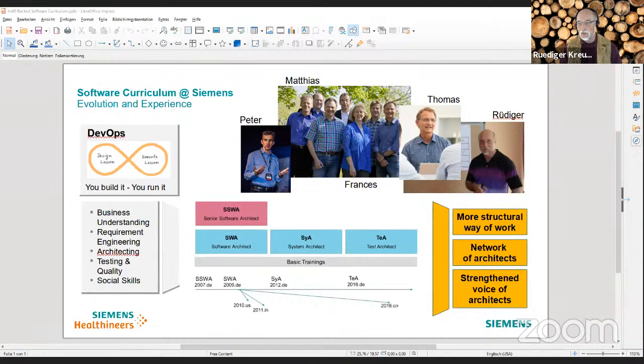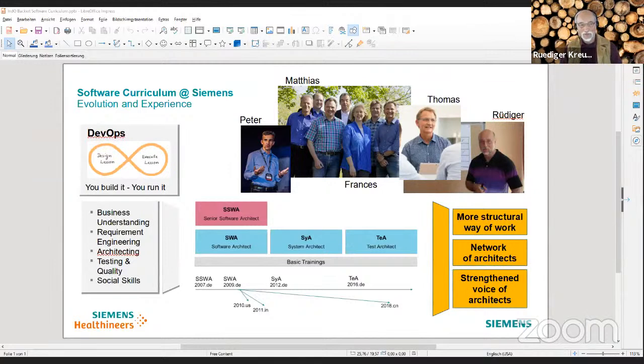The driving people were Frances, who is here in the call. She was heading the software initiative and was the main driver of the whole curriculum. Thomas Blum is a teacher in the software and senior software architect program. I was the lead driver for the system architect program, and Peter Zimmer for the test architect program. One key requirement for all the people who developed this program was that we wanted all the teachers to have several years of experience. They should be experienced experts in their field. We don't want PowerPoint trainers, but people who can tell from their experience in the field.